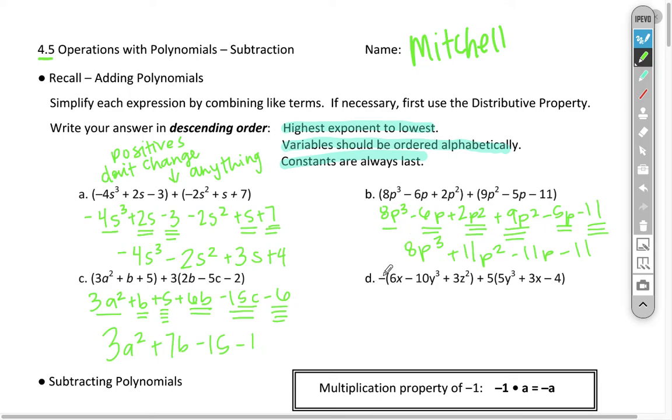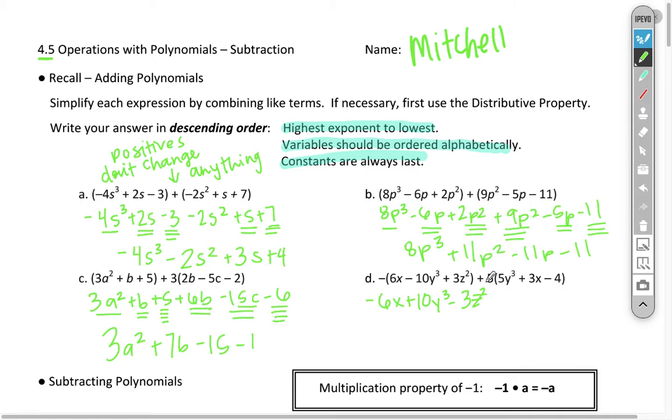All right, on D, notice we have a negative sign. Well, this negative does not work the same way that a positive does. This negative does change things, so we need to distribute this negative over. So we'll now have negative 6x, positive 10y cubed, and negative 3z squared.